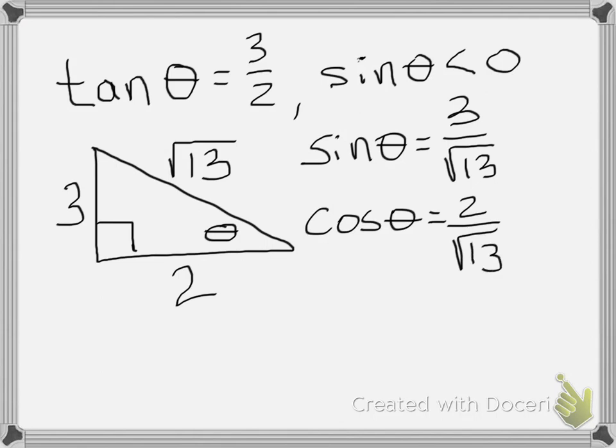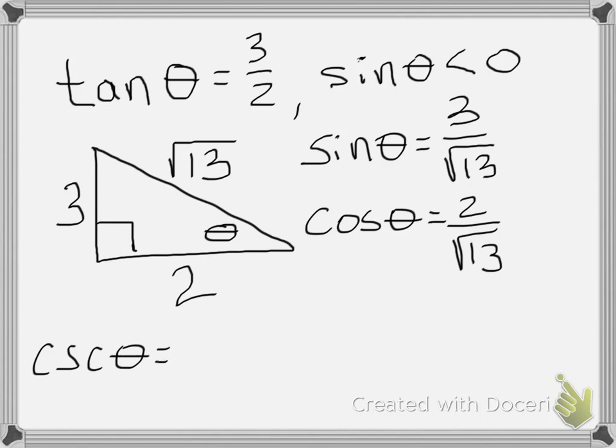The tangent of theta we already have. It is 3 over 2, so I don't need to rewrite that. You could if you wanted to, but there is no need. And then we have the other 3 trigonometric functions. We have the cosecant of theta. Once you get these 3, the rest of these are easy.